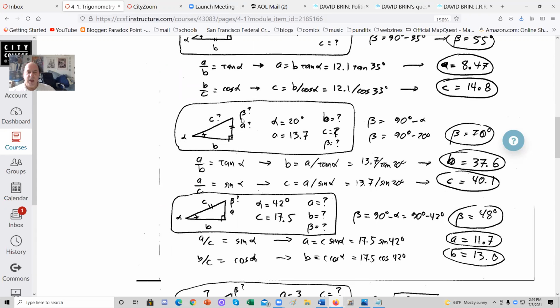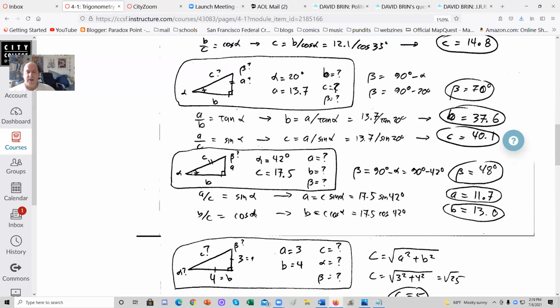Now for A and C, A over C is sine of alpha. So flip it, C over A is 1 over sine, so C equals A divided by sine alpha. That's 13.7 over sine 20. That comes out to 40.1.